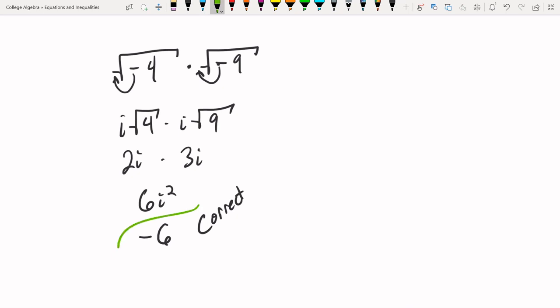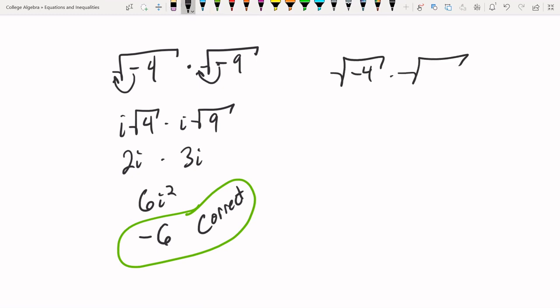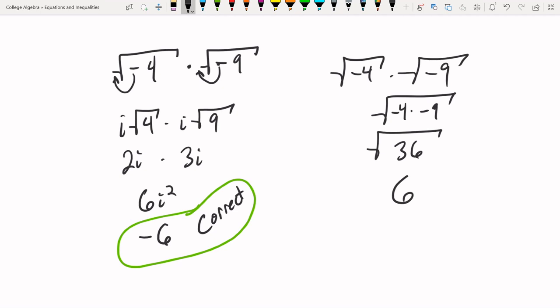We circle it in green. The incorrect way would be to first multiply the radicals together, which you can do for positive numbers, that's a property of radicals. Negative 4 times negative 9 is positive 36, and the square root of 36 is 6. So you see here we have negative 6 in the correct way and positive 6 in the incorrect way. We have a different number, right? It's a flipped sign, which is typically what you end up getting. The right number with the wrong sign.